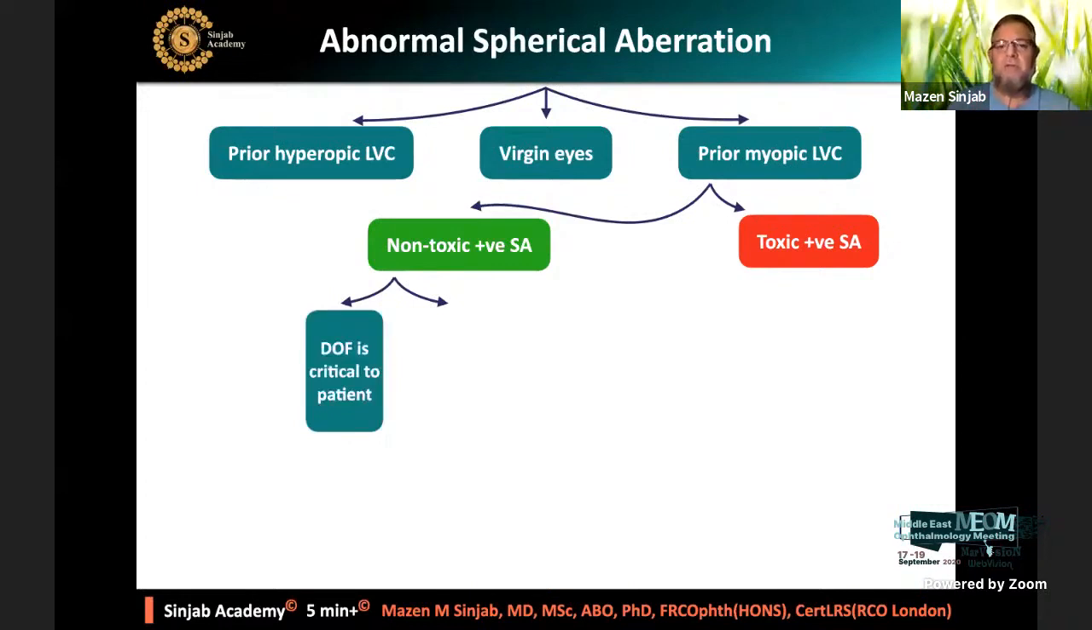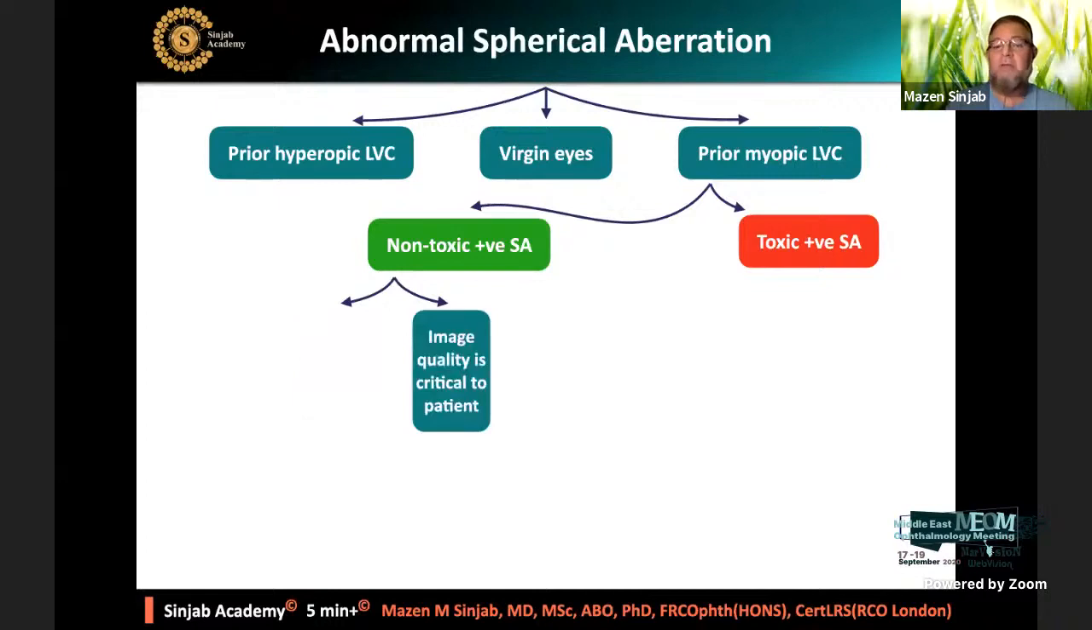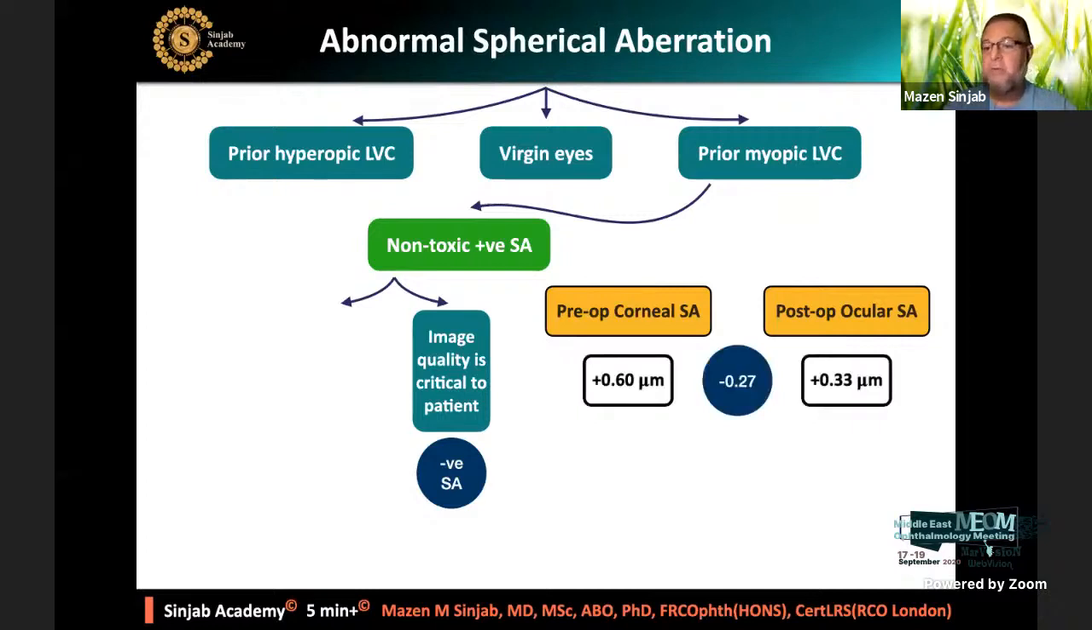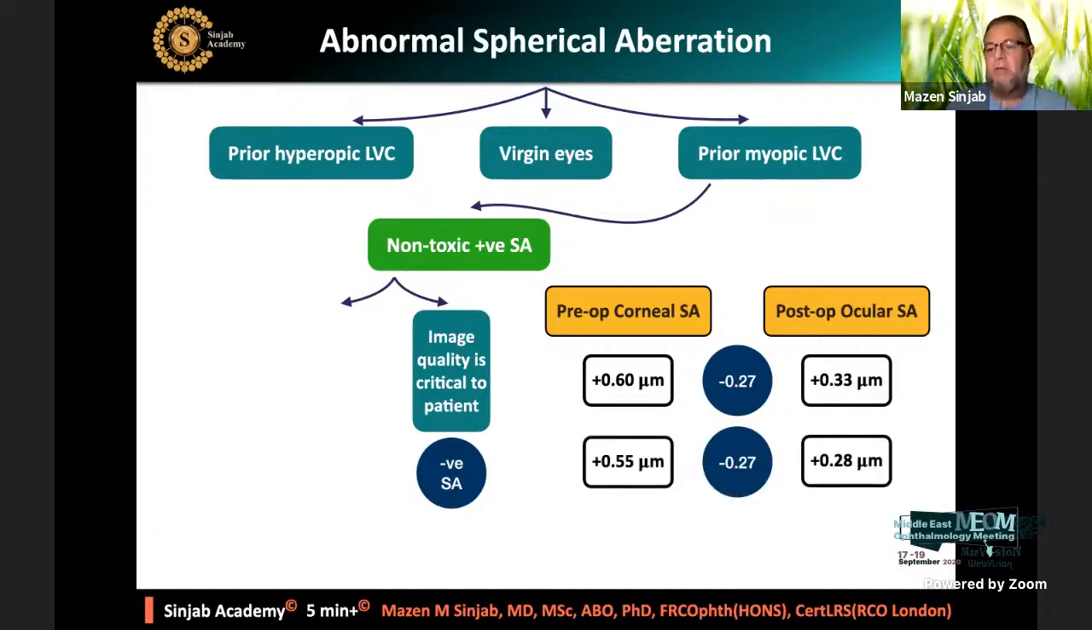If it was non-toxic spherical aberration, in this case, we depend on the patient's demands. If the depth of focus is critical, then we have to maintain it as it is. We implant a zero spherical aberration IOL. Otherwise, if image quality is critical to the patient, we have to neutralize it by implanting a negative spherical aberration IOL. And these are some examples. If the pre-op was plus 0.6, then we should implant the highest negative spherical aberration IOL in order to lower the spherical aberration as much as possible. This is another example. We implant the minus 0.27 as well.